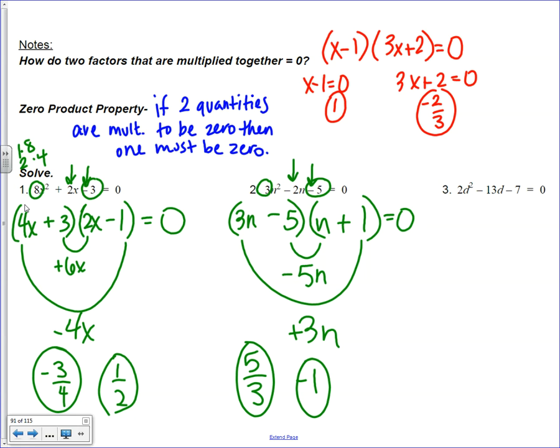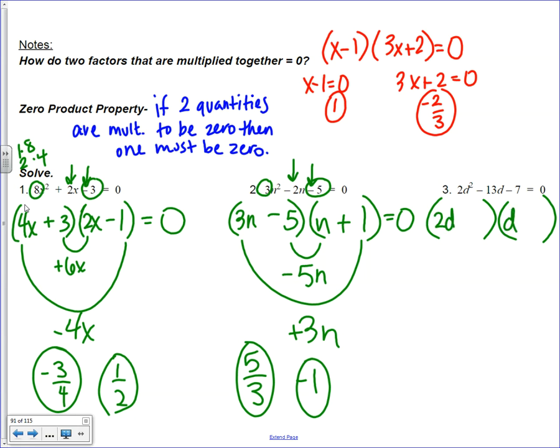Okay, number 3, same type of problem, kids. It's already equal to 0. I just need to factor it and solve it. There is no GCF. Good news again, the only way to make this 2d squared is 2d and d.